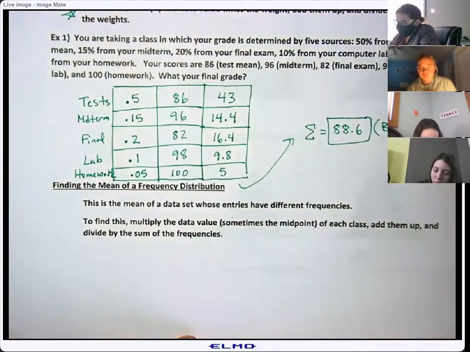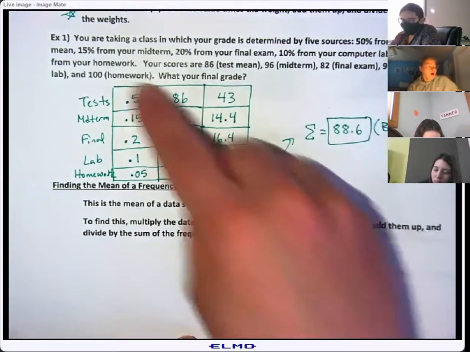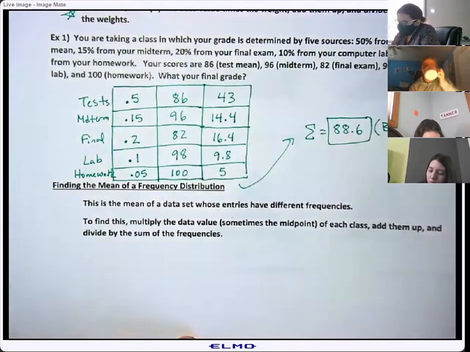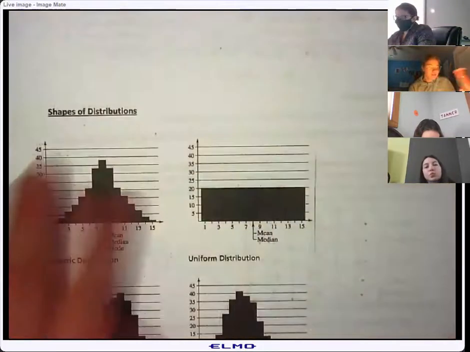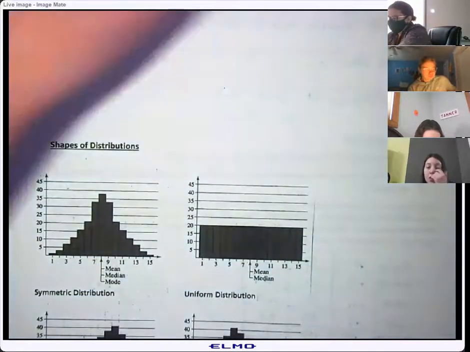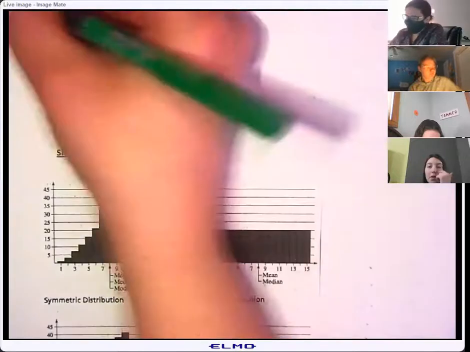Okay. All right, to find the mean of a frequency distribution, so a frequency distribution is like this, when you have different things that are different weights or different amounts. So we're gonna try that together. We're gonna need some data. I need somebody who's gonna make up data. Maybe we just won't make up data, let's see.